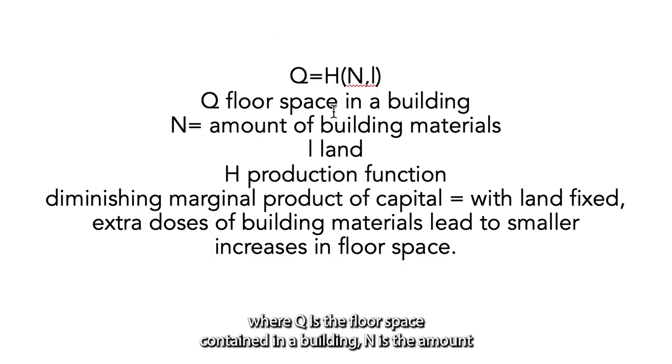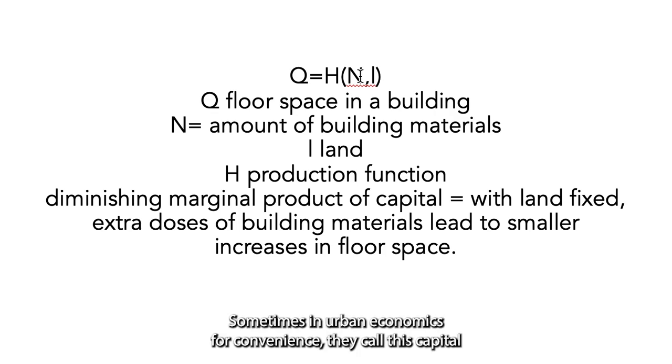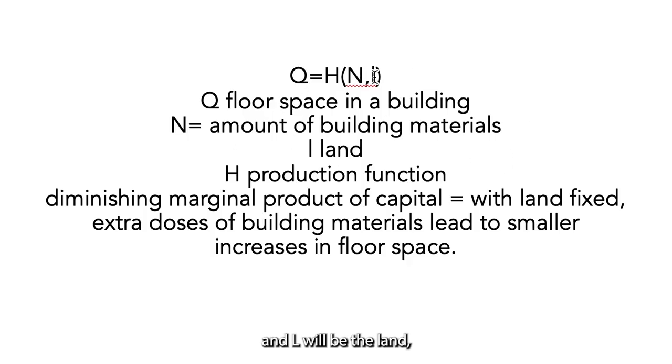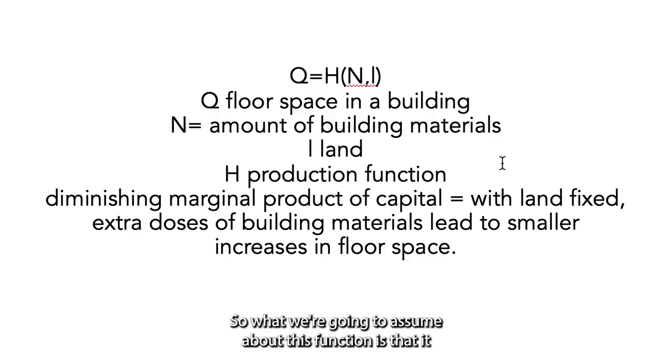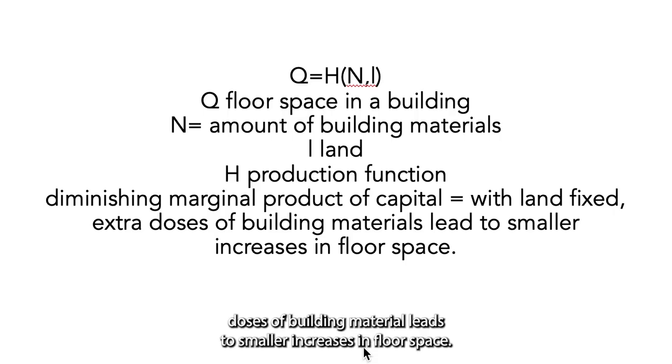the floor space contained in a building, N is the amount of building materials including labor, wood, cement, steel, glass, everything. Sometimes in urban economics, for convenience, they call this capital. And L will be the land. Okay, and H will be the production function. So what we're going to assume about this function is that it observes diminishing marginal product of capital. When land is fixed, having extra doses of building material leads to smaller increases in floor space.